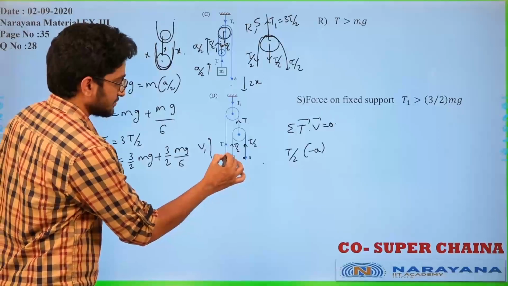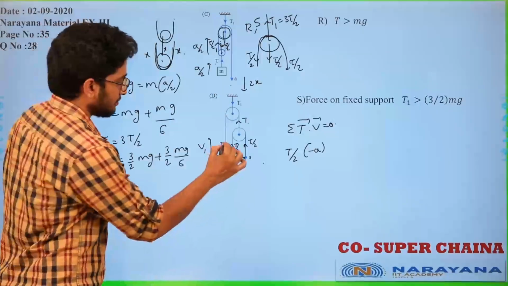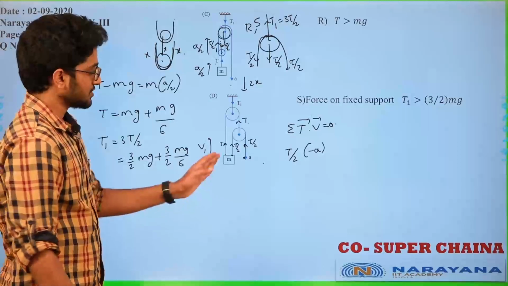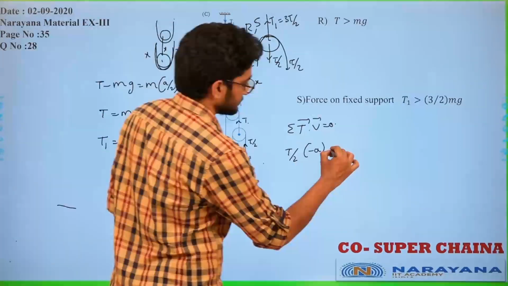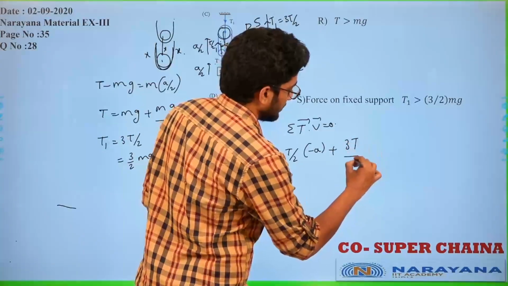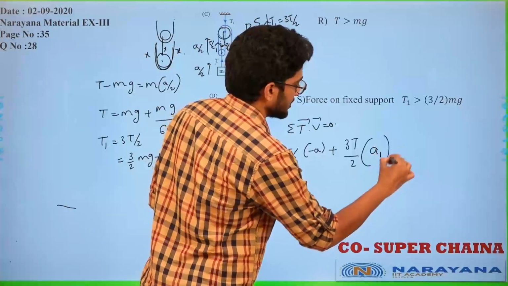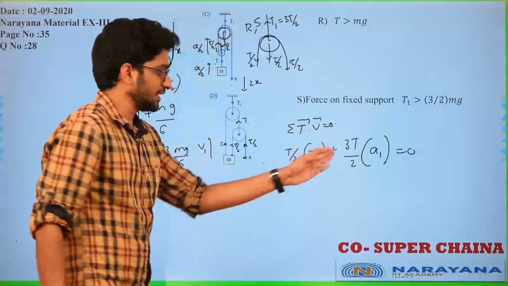Next, at these ends, T by 2 is acting upwards and T is acting here. So I say 3T by 2 into the acceleration of this, which is A1. So that should be 0. Sigma T dot V is 0, or sigma T dot A is 0.